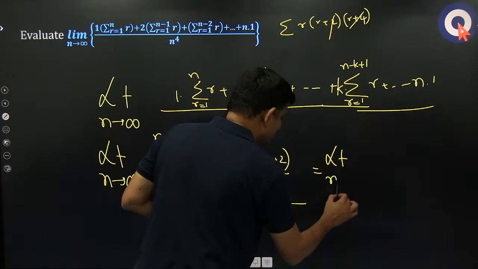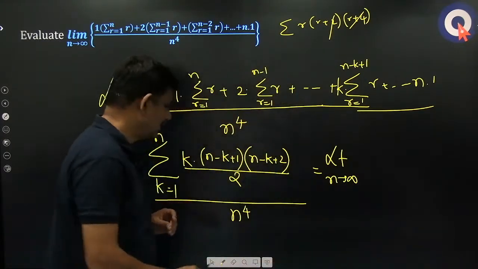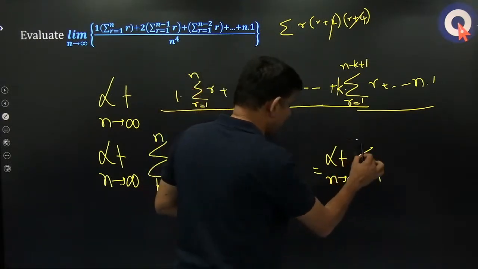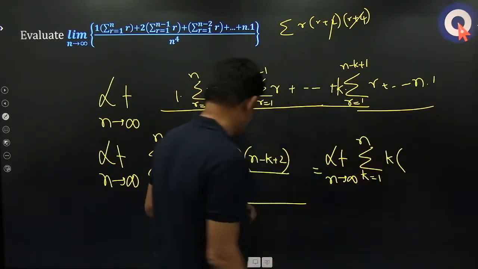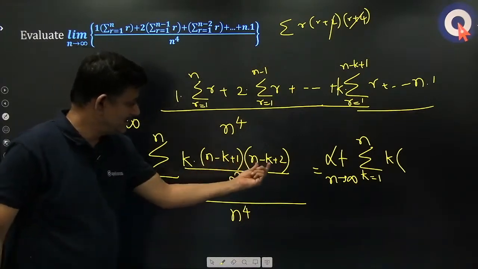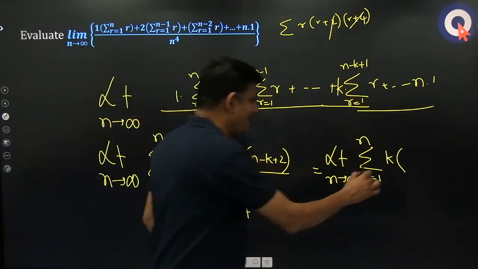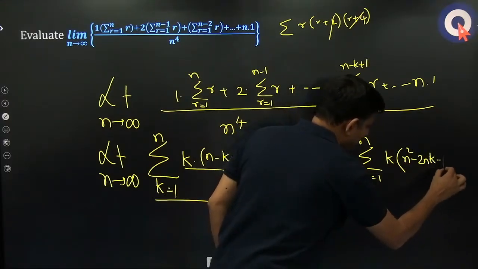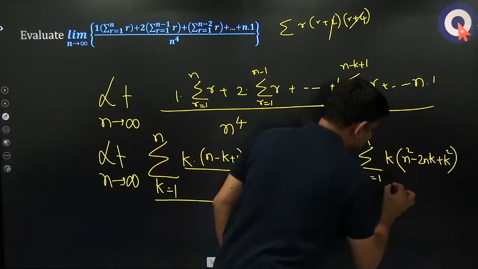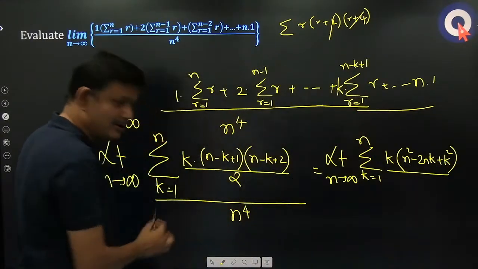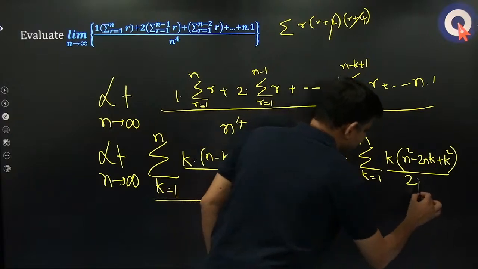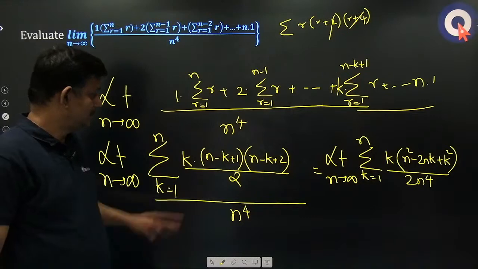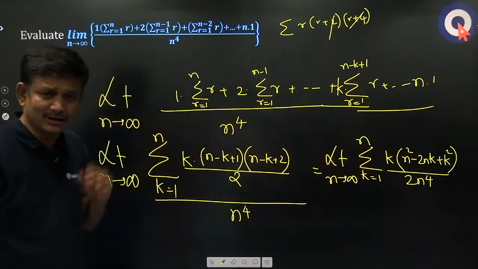Limit n tending to infinity, sigma k is equal to 1 to n k into, what do you have then? N minus k, n minus k. N minus k whole square is n square minus 2nk plus k square divided by 2. I will bring it here, 2n power 4. ठीक है? This is much simpler than this particular question.